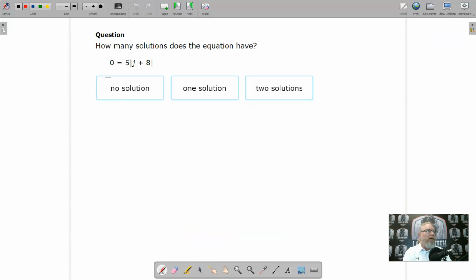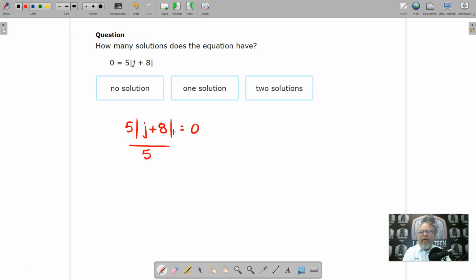On this one here, how many solutions are there? Well, we have it equal to 0, but we do see this 5 here. And I'm going to put my absolute value stuff on the left. I kind of like it on the left. So I'm going to rewrite this as 5 times the absolute value of j plus 8, and this is multiplication between here. Now we want to get the absolute value all by itself, right? So I need to go ahead and divide by 5.